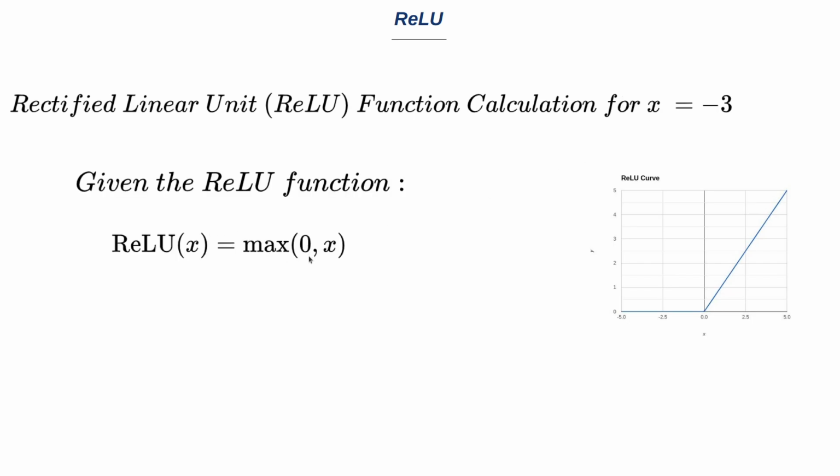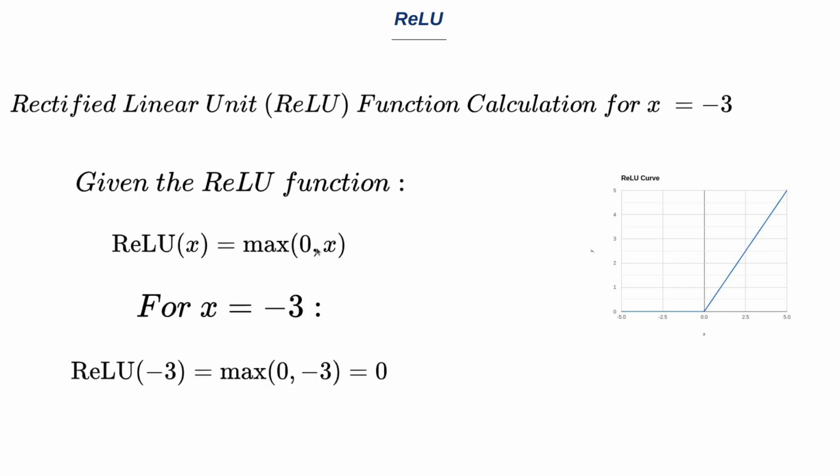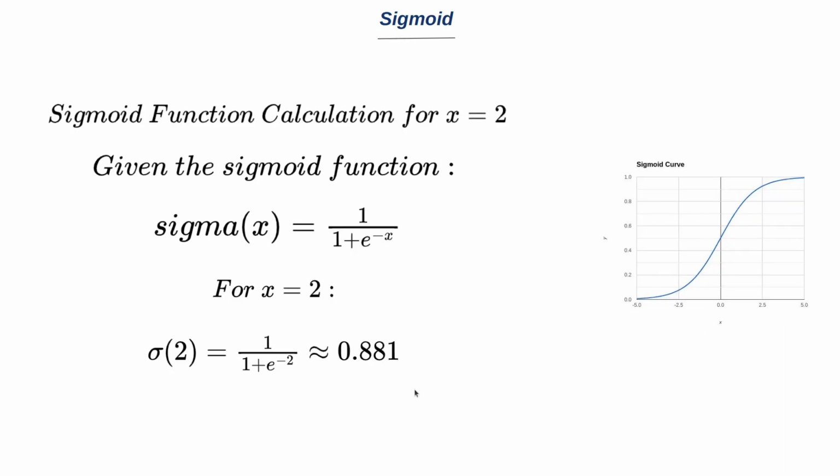So ReLU of x is equal to max of 0 comma x. So if we take x equal to minus 3, we check maximum of 0 comma minus 3, we know that its value is 0. Again, as I said, the importance of all these activation functions is that it's not just a linear curve, right?